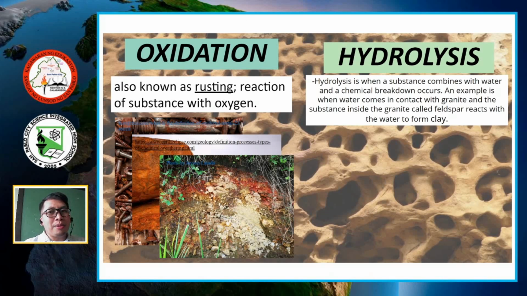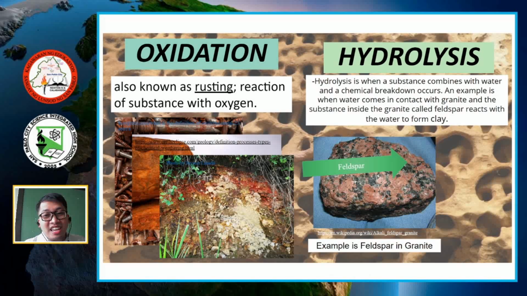A very good example of hydrolysis is feldspar. Si feldspar ay makikita sa granite rock. Kung matatandaan nyo, granite is an example of an igneous rock. Yung mga color orange, those are the feldspar. Those are the mineral feldspar. Si feldspar ay nag-undergo ng hydrolysis. Now, wherein, kapag nag-combine yung water sa kanya, nagkakaroon ng chemical reaction.